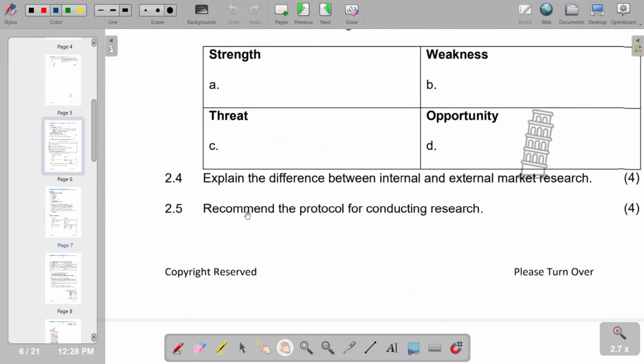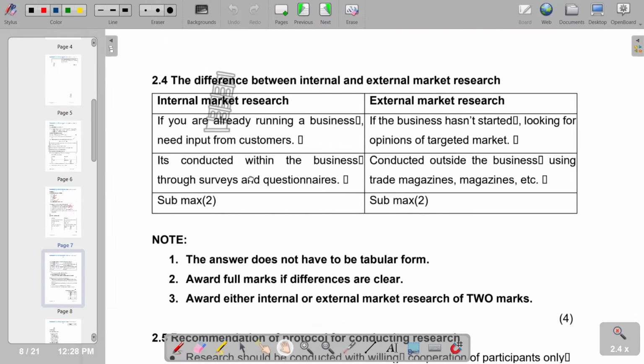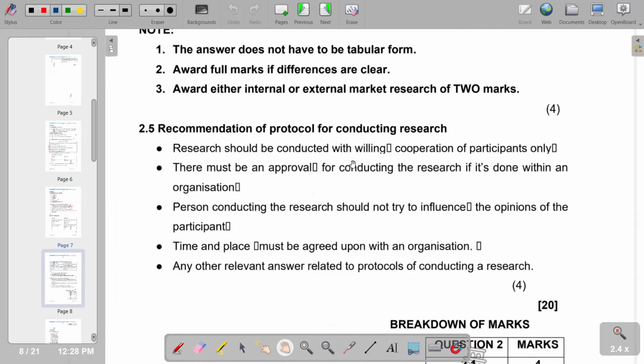The last part, recommend the protocol for conducting a research. So the protocol for conducting research should be conducted with the willing cooperation of participants only. There must be an approval for conducting the research if it's done within an organization. So these are the recommendations of protocol for conducting research. So you see that our question 2 has got a total of 20 marks.